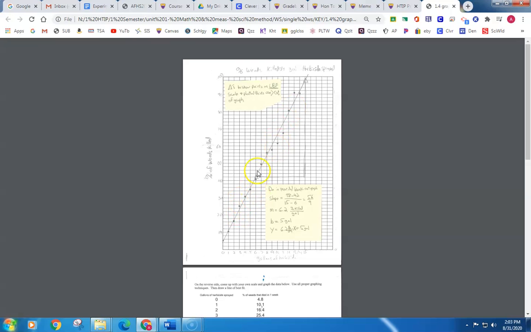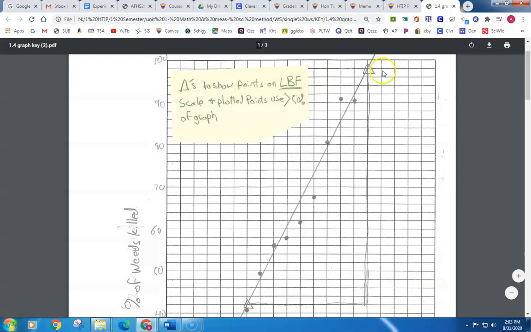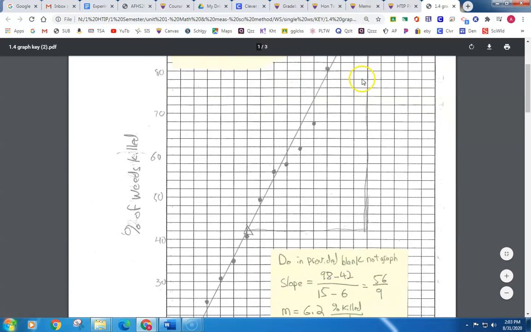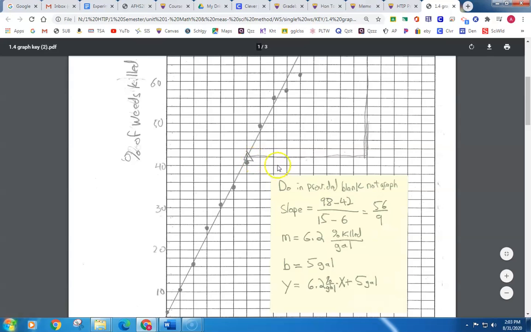You should have plotted your points. You should have used a ruler to make a best fit line. And then you should have calculated your slope. To do that, you would need to look for where the line intersects grid lines. So I put a triangle here. Notice this wasn't an actual data point, but I put a triangle here, and I put a triangle here.